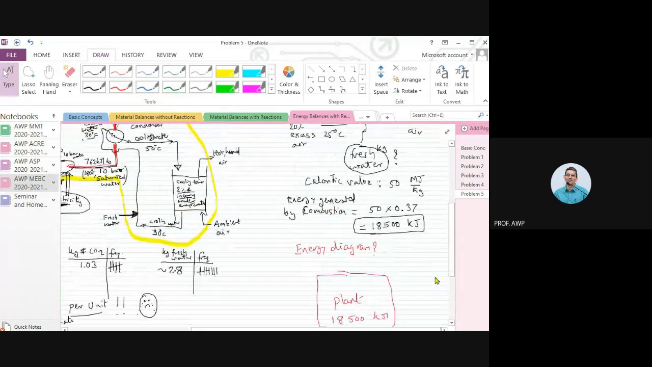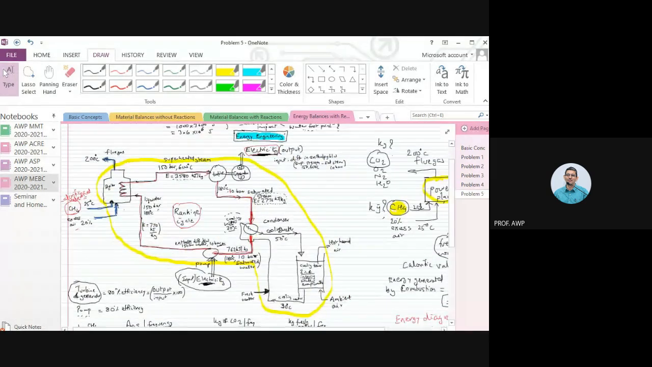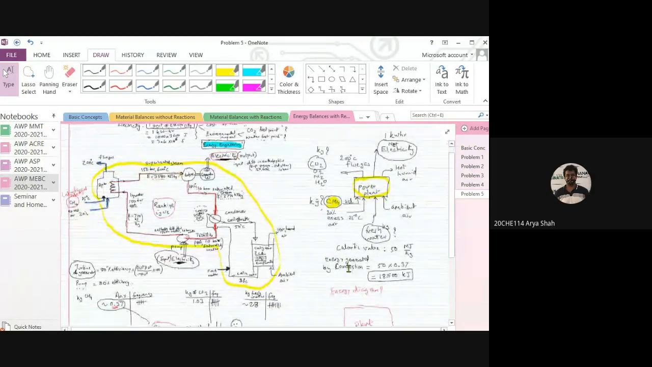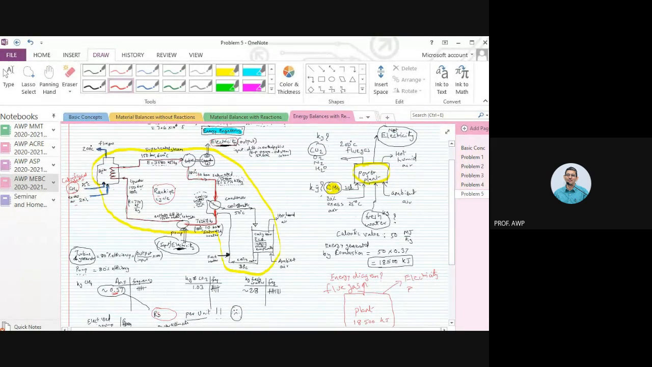Where is that energy going? 18,500 kilojoules. Where is it going? Look at this yellow control volume. Look at the overall plant and tell me, where is that 18,500 kilojoules going? It is going in the flue gas, electricity, and cooling. It is going in the flue gas. It is going in the electricity produced. And it is going in this cooling water. Do you agree? This is where it is going.